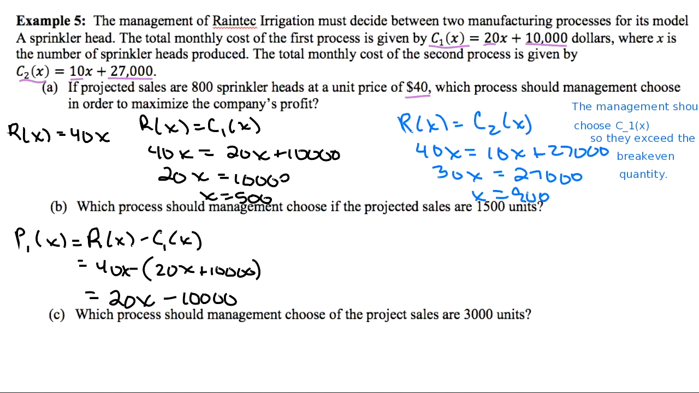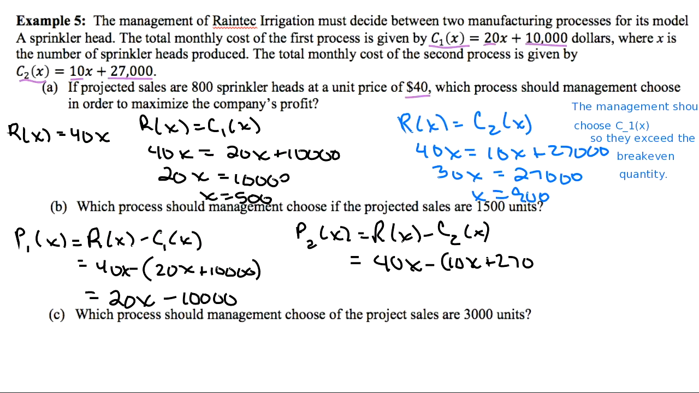Let's find P sub 2. That's the profit function when I use the second cost equation. So that's going to be R of x minus C sub 2 of x. R of x is 40x, C sub 2 is 10x plus 27,000. So this is going to be 40x minus 10x, which is 30x, minus 27,000. So that's my profit using the second cost equation.